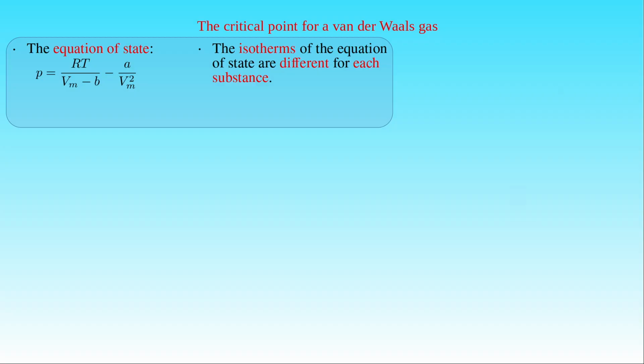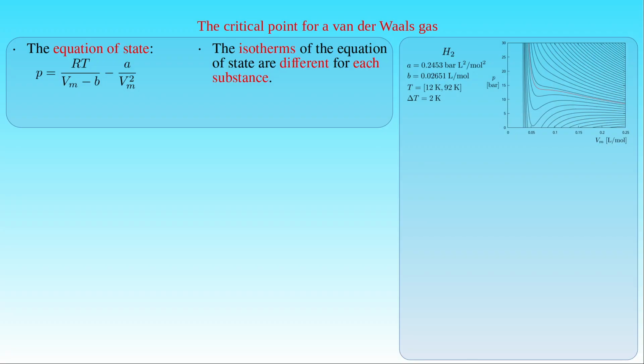The first example is the hydrogen gas with the van der Waals constants A equals 0.2453 bar liter squared per mole squared, and B equals 0.02651 liter per mole. Here we plotted the isotherms of the gas in the pressure versus molar volume diagram for the range of temperature between 12 Kelvin and 92 Kelvin with the temperature intervals of 2 Kelvin.